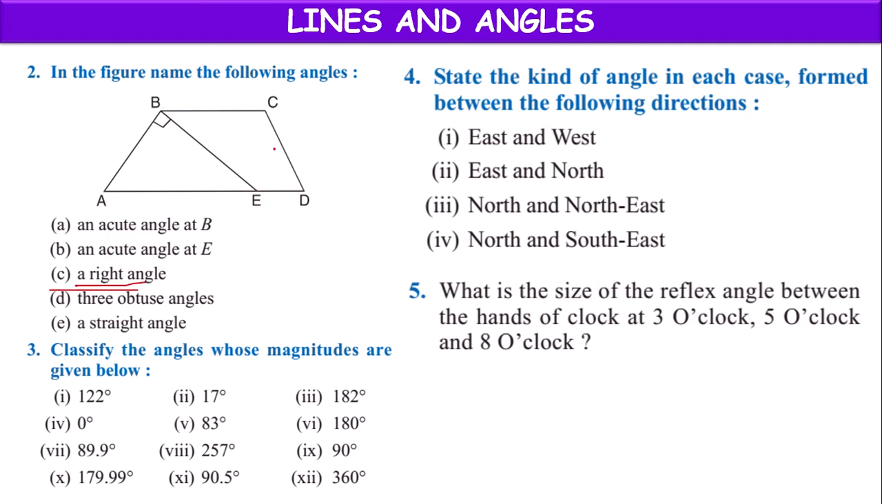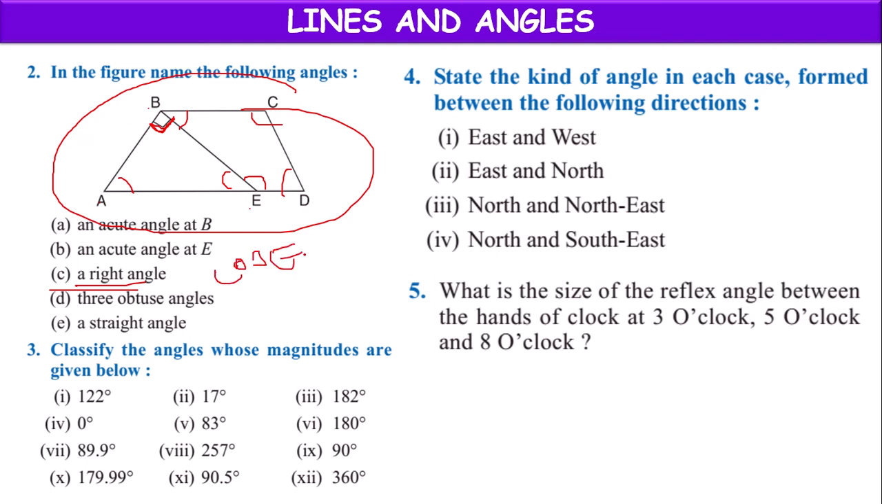Next, right angle. Out of all the angles, we have 1, 2, 3, 4, 5, 6, 7. Out of all angles, which is the right angle, children? This one. This one is the right angle. So ABE. Angle ABE is the right angle.